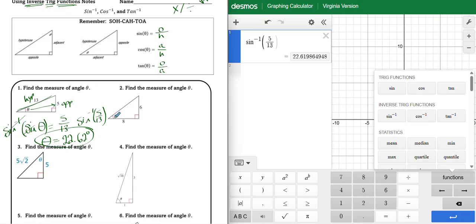Same kind of thing here. We have this angle. We know the side that's opposite, and we know the side that's the adjacent side. So opposite and adjacent are related by tangent. So tangent of theta equals the opposite over the adjacent, which is 6 over 8. So theta equals tan inverse of 6 over 8.